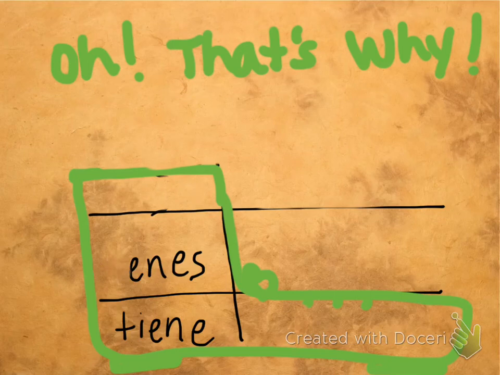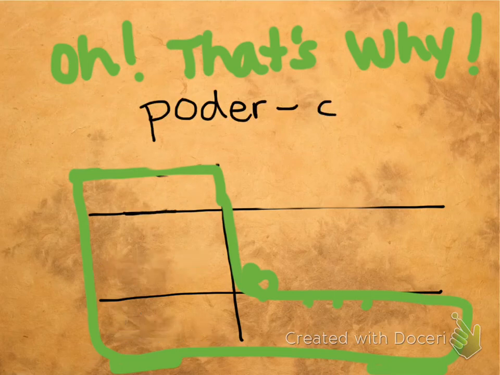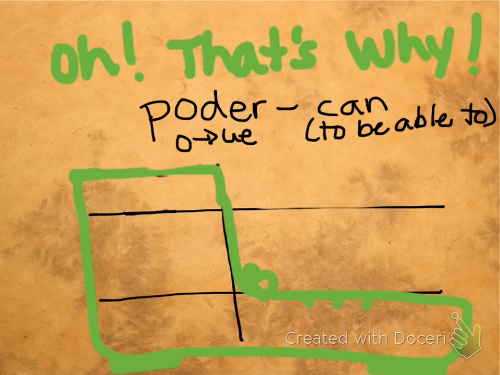This happens with other verbs too. We'll do one more together. Poder, which means can. It's a stem changer. The O stem changes to a UE. So let's see what that looks like. Can you guess? Pause the video and see if you can do it on your own before I give you the answer.